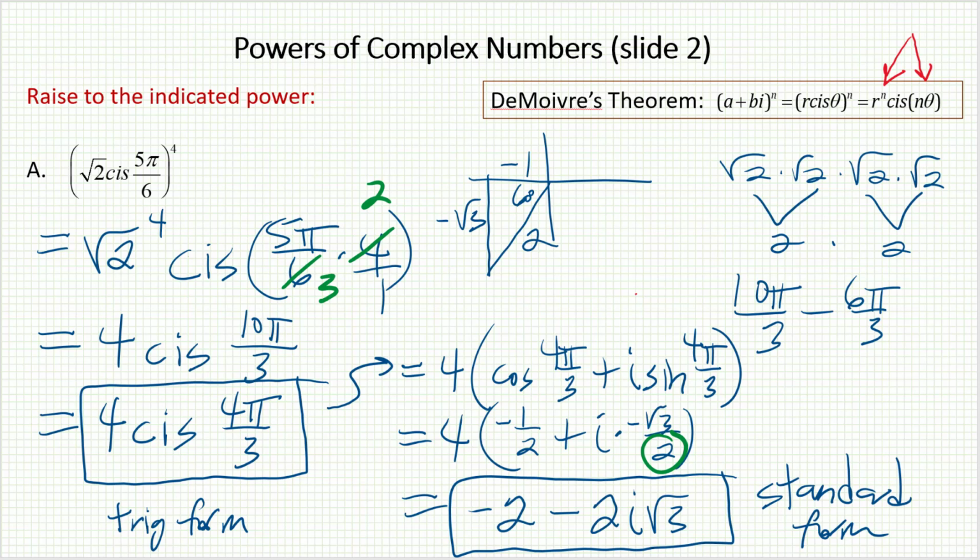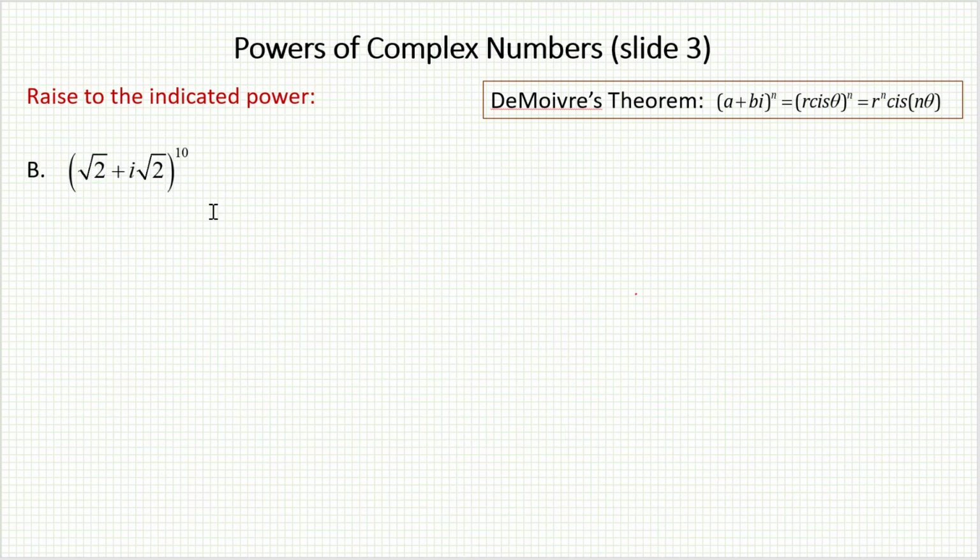Okay, let's try another one. Now imagine working this one out in standard form. It can be done. You'd have a whole bunch of FOIL problems. You'd take a couple of them, FOIL them out, get an answer, multiply by another one and another one till you had all 10 multiplied in. It would take a long time. Watch though what happens when we convert to trig form. Now the first thing I'm going to have to do is figure out what the trig form is for the number root 2 plus i root 2.